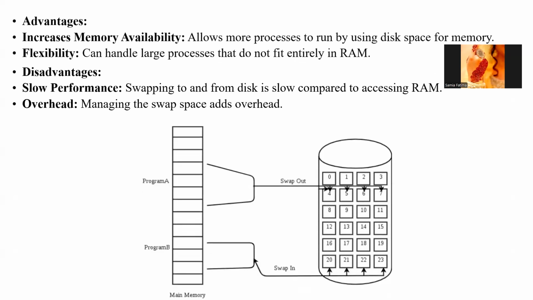Advantages are: it allows more processes to run by using disk space for memory. It is flexible and can handle large processes that do not fit entirely in the RAM. The disadvantages are: swapping to and from disk is slow compared to accessing RAM. Managing the space adds overhead.